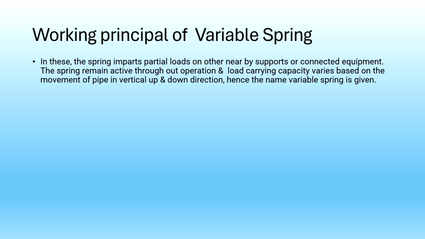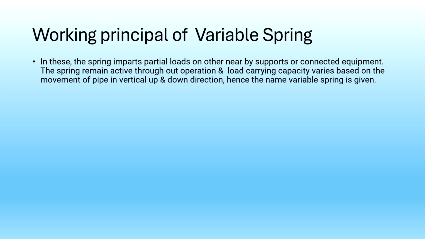In this, the spring imparts partial loads on other nearby supports or connected equipment. The spring remains active throughout operations, and load carrying capacity varies based on the movement of the pipe in vertical up and down direction, hence the name variable spring. So this imparts some partial load to the nearby support too. Also, you don't take the 100% full load on it like the constant spring supports.